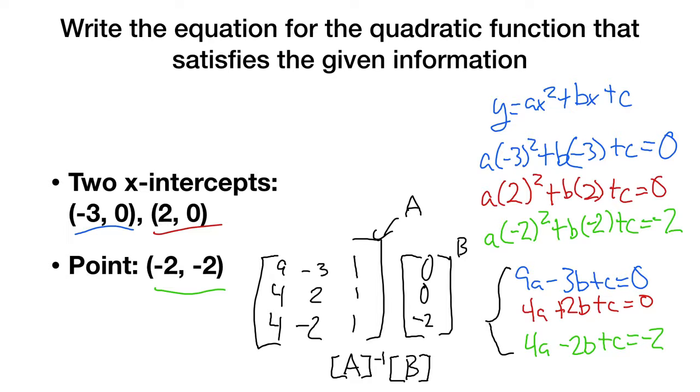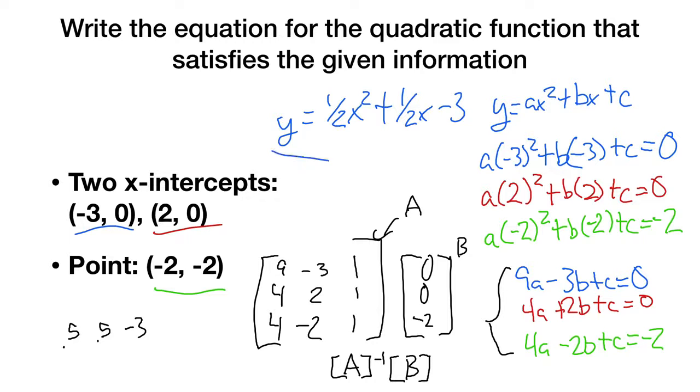When I do that, what I end up getting are 0.5, 0.5, and negative 3, which we would just plug back into our original equation. So y equals 1/2 x squared plus 1/2 x minus 3. And that would be our answer.